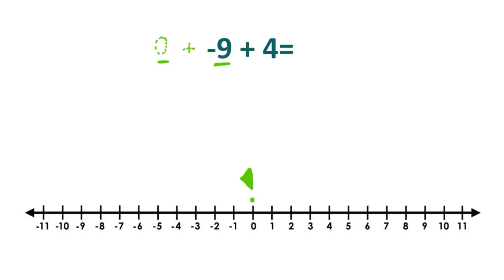All right. I'm also going to move 9 steps, 9 units. Right, but I don't know if I'm going forwards or backwards. That is determined by my operation, which is a plus. Because it is plus, I'm going to walk forwards 9 steps. 1, 2, 3, 4, 5, 6, 7, 8, 9. And I land on -9.